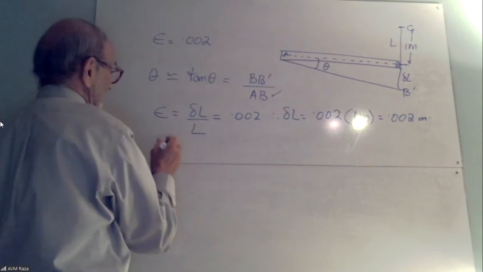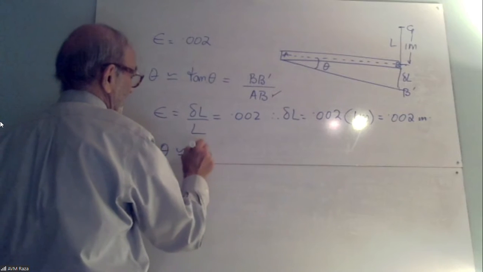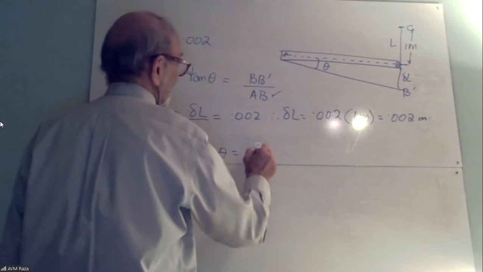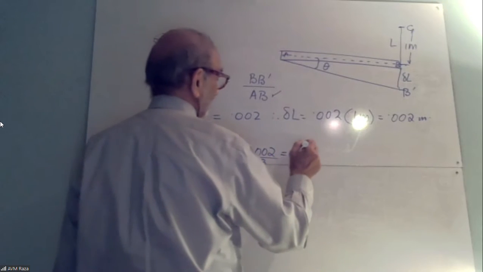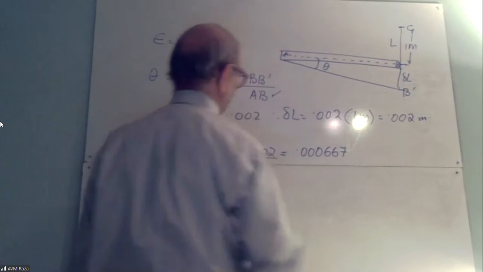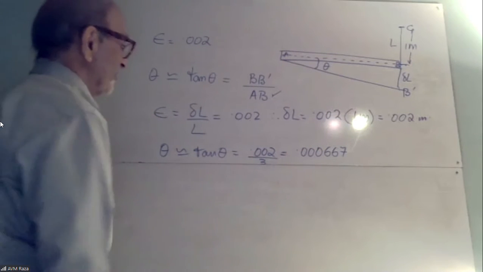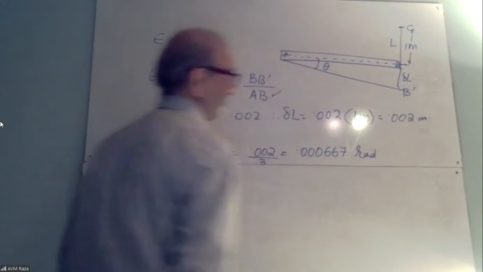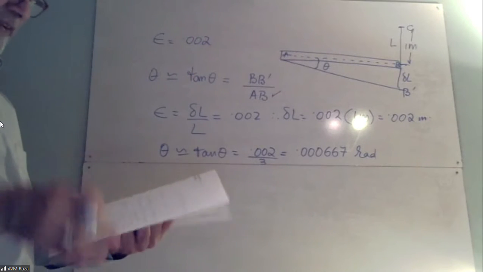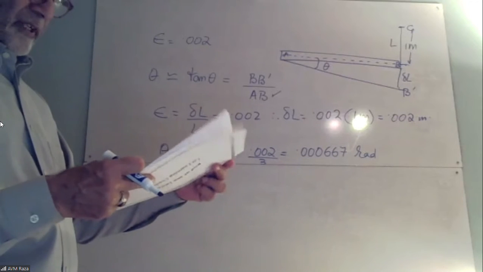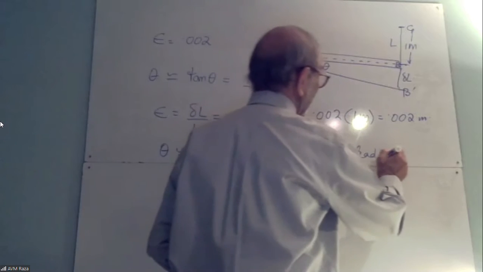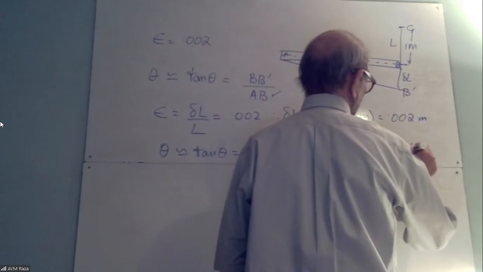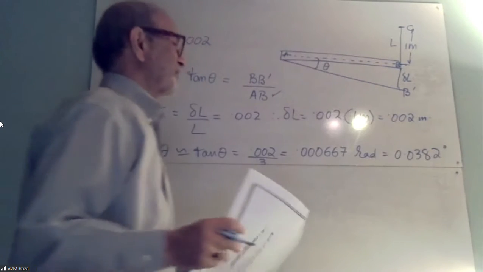Theta is approximately equal to tangent theta, which is equal to 0.002 divided by 3 meters, which comes out to 0.000667. The units of this will be radians. The answer is good enough in radians, but because we don't have much of a physical feel for radians, I converted it into degrees to give you an idea of how much the rotation is. Knowing that pi radians is equal to 180 degrees, it comes out to 0.382 degrees.